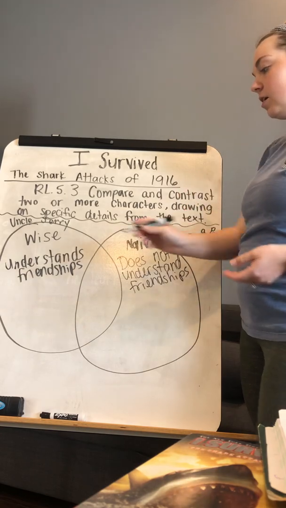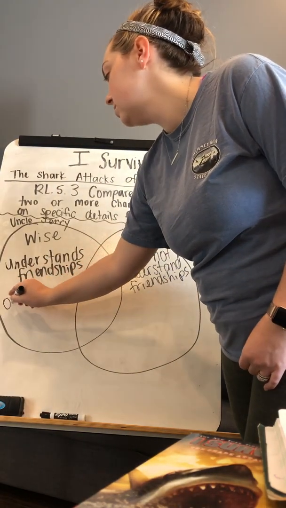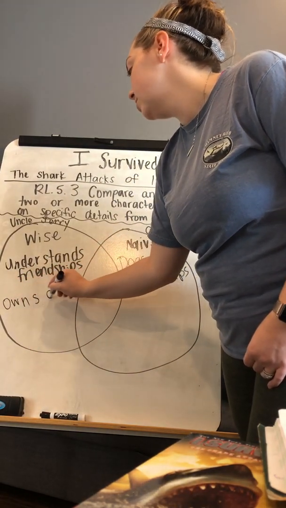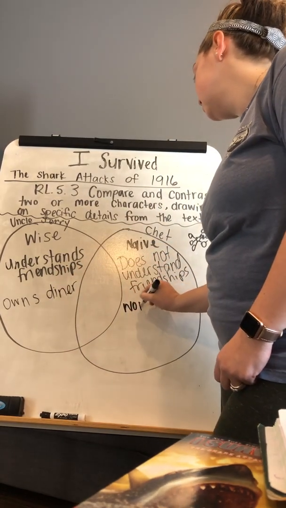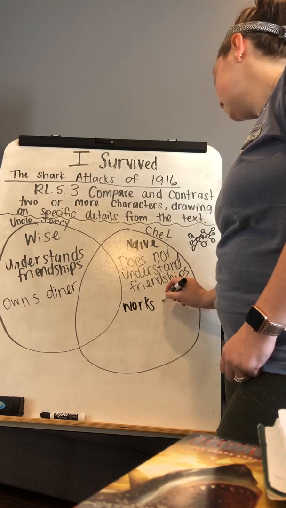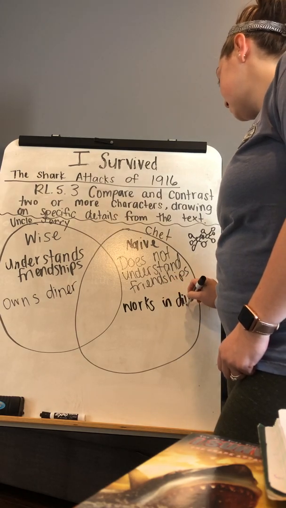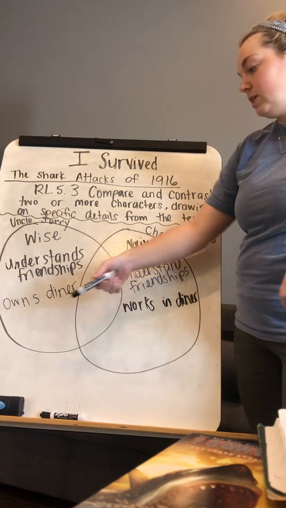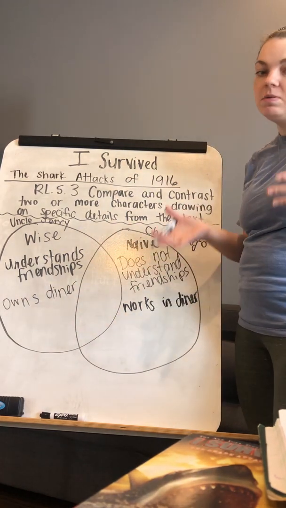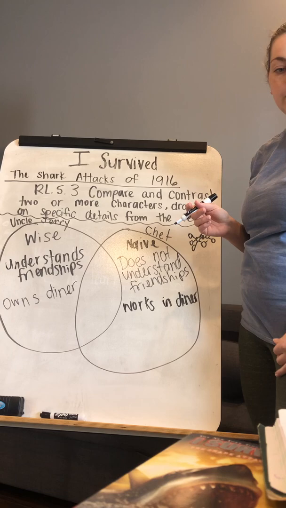Another thing, Uncle Jerry owns what? The diner, right? And Chet works in the diner. So they both work there, I guess. That could be a both, but Uncle Jerry owns it and is Chet's boss. So there could be a difference, depending on how you look at it.